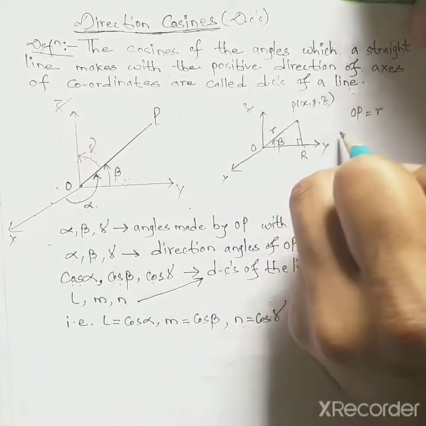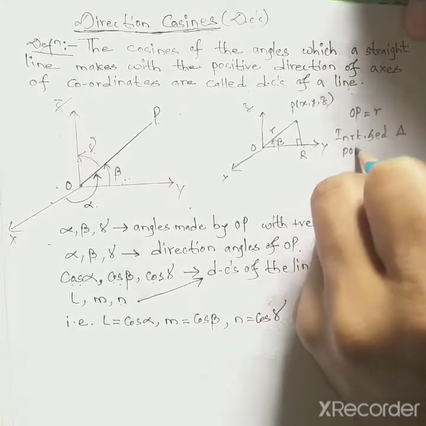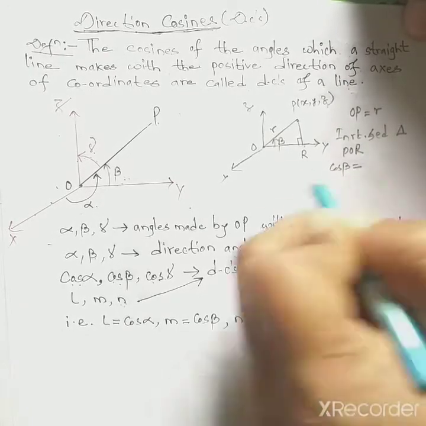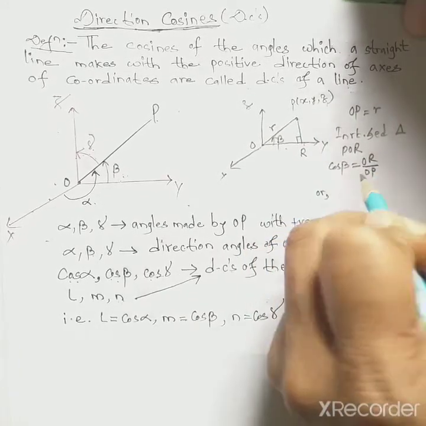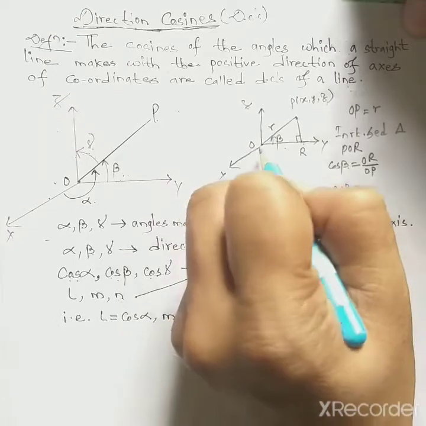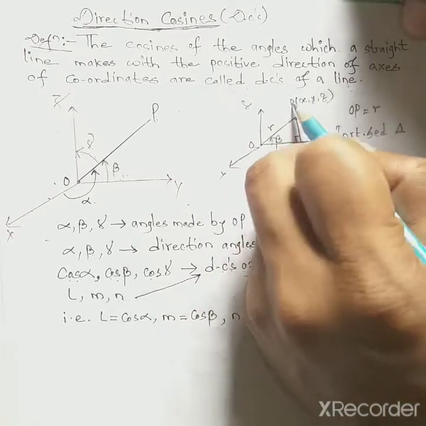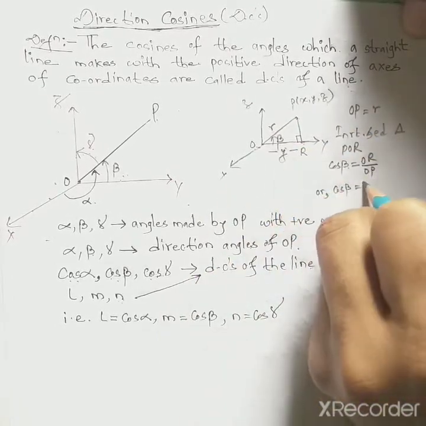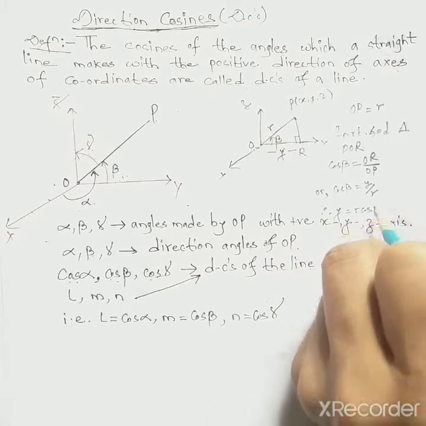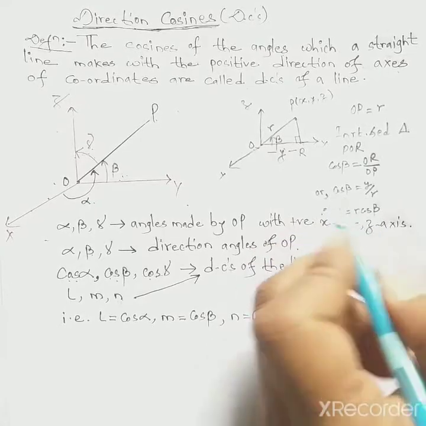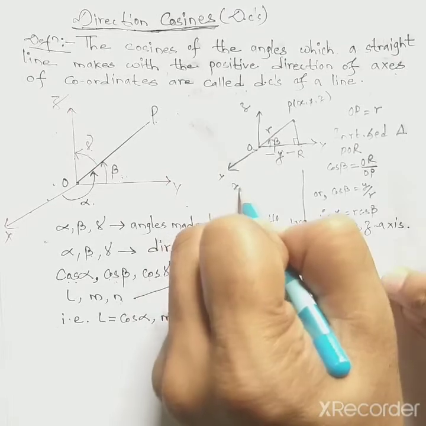So in this right angled triangle POR, what is cos beta equal to? It's OR upon OP. OR, O to R, is along the y axis, so from here to here it's the y coordinate. So it's y, isn't it? And OP is given as R units. So in place of OR, I can write y upon R. Therefore, y equals R cos beta.